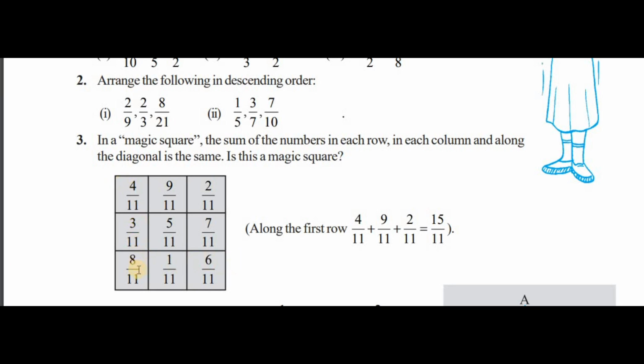Now we'll go for columns. 4 plus 3, 7, 7 plus 8, 15. And second column, 5 plus 1, 6, 6 plus 9, 15. And now third column, 6 plus 7, 13, 13 plus 2, 15.